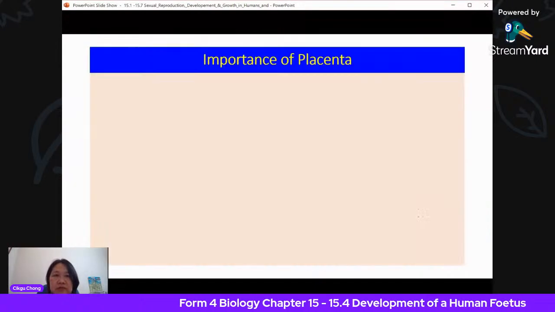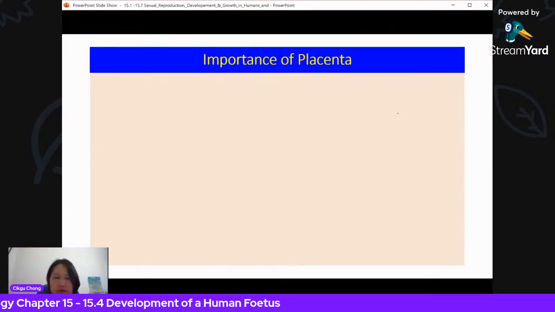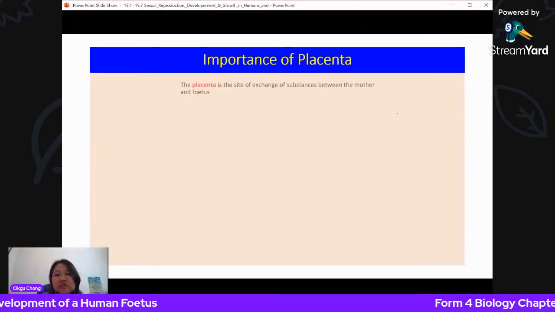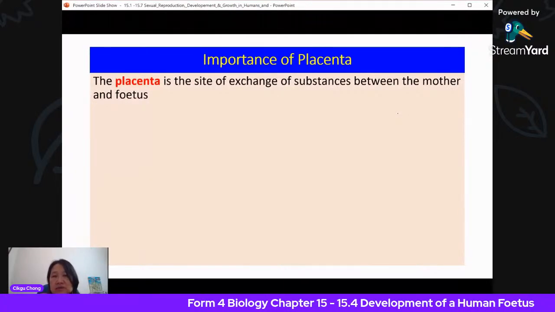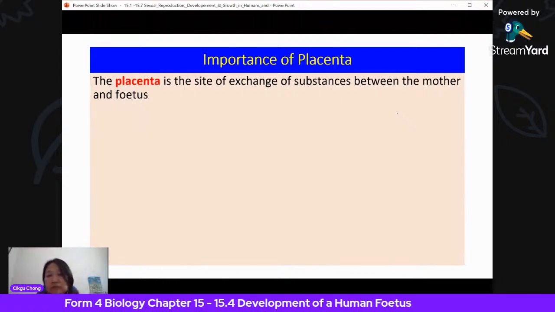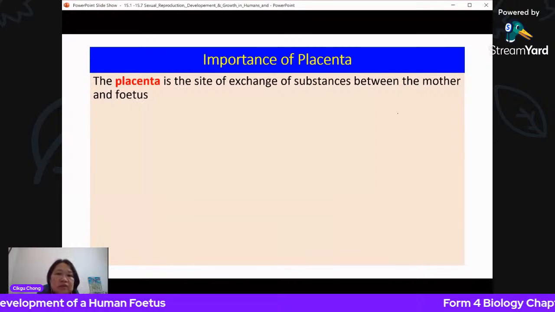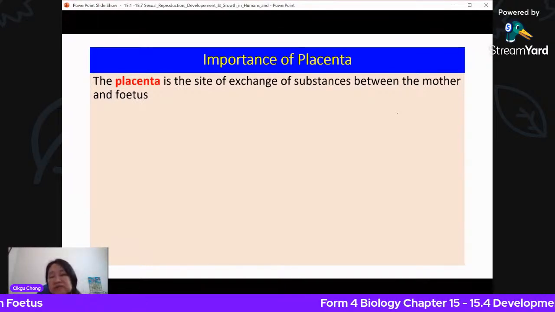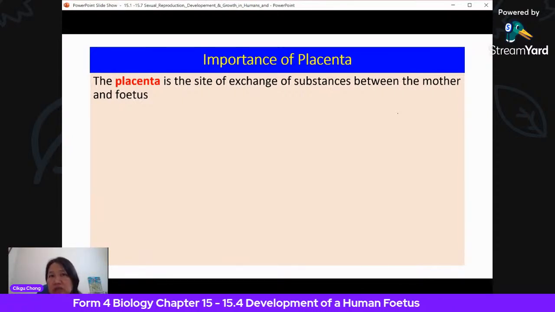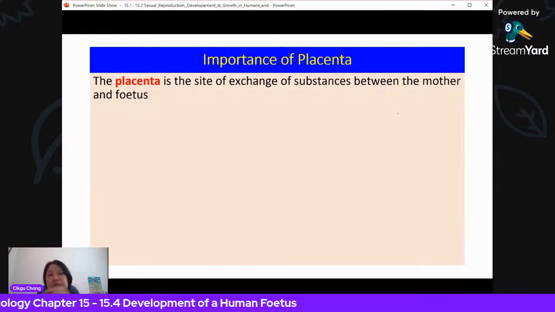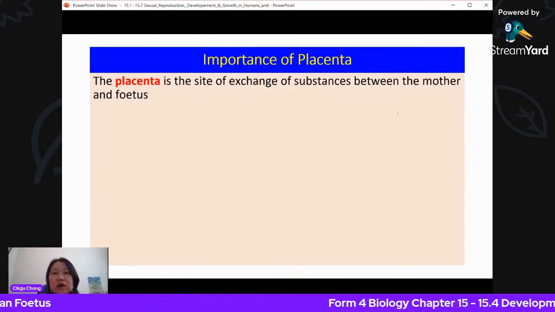Now, the importance of the placenta. Why does the baby need a placenta? The placenta is the site of exchange of substances. So you will have oxygen being delivered to the baby, carbon dioxide being taken away from the baby, delivered back to the mother. You also have nutrients crossing from the mother, supplied to the fetus, and the fetus removing, carrying away urea or this nitrogenous waste, from the fetus to the mother. So these are what we call the exchange of substances: nutrients, respiratory gases, and also waste.